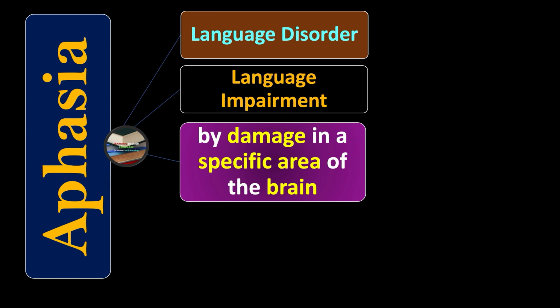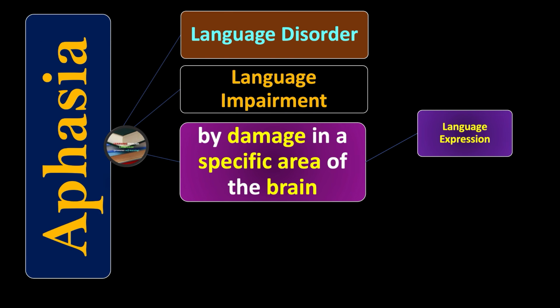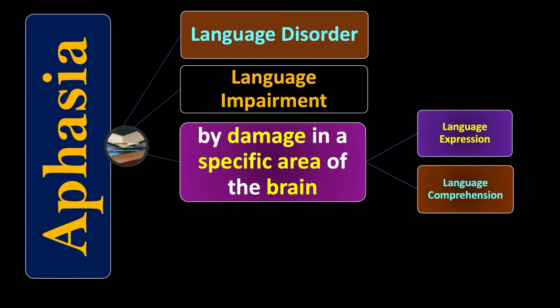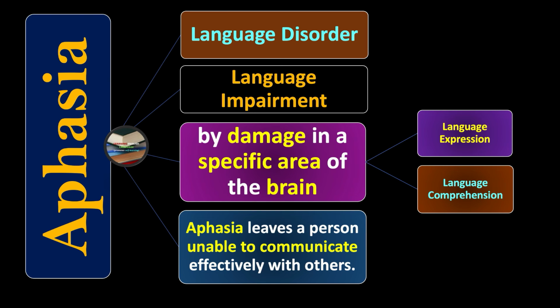In fact, aphasia is caused by damage in a specific area of the brain that affects language expression, that is how to speak, how to write, and language comprehension, that is to say, how to receive the information, how to understand, how to comprehend, and so on. We have some more ideas. Aphasia leaves a person unable to communicate effectively with others. Now we have causes of aphasia.